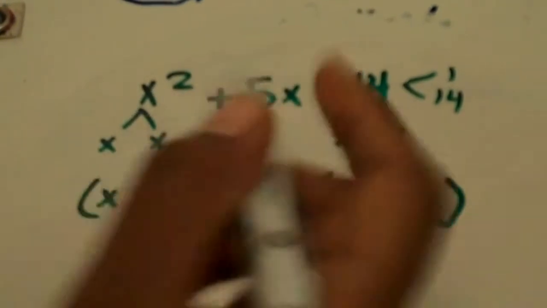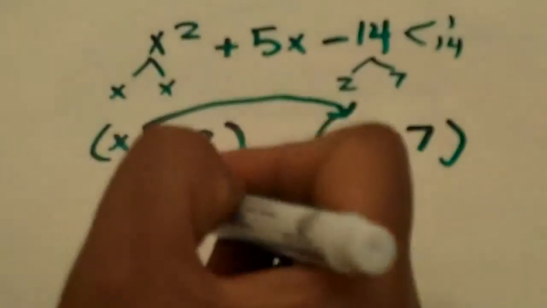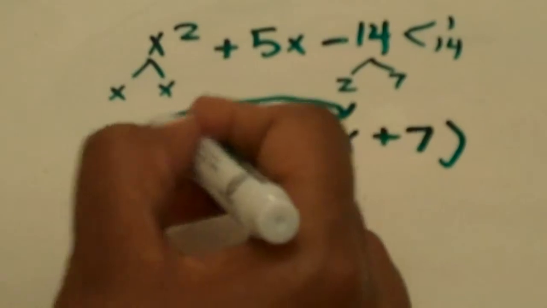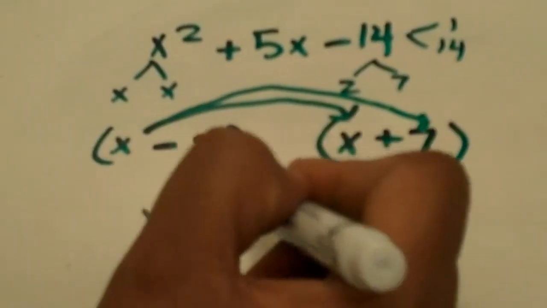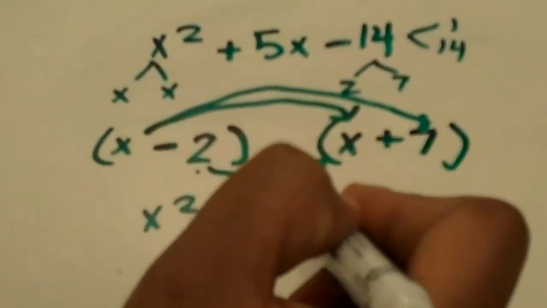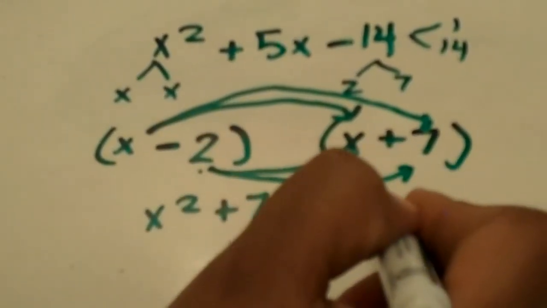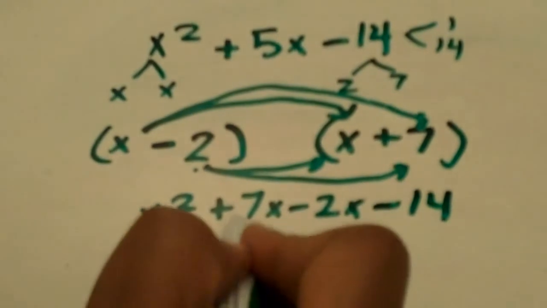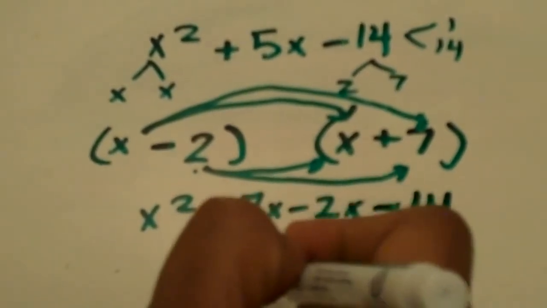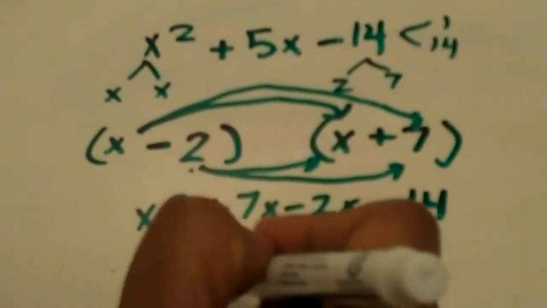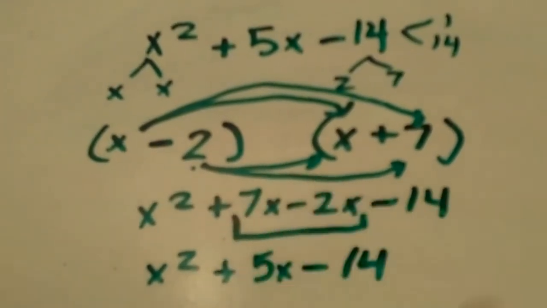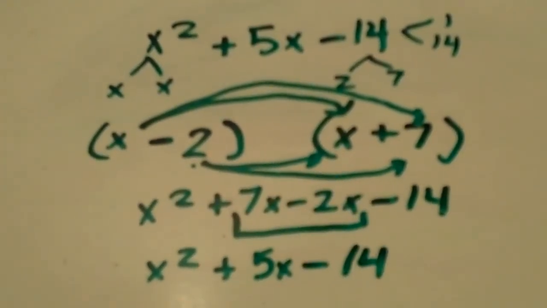So that means 7 has to be positive and 2 is negative. If we multiply it back, we get x times x, which is x squared, x times 7, which is plus 7x, negative 2 times x, which is minus 2x, and negative 2 times 7, which is minus 14. 7x minus 2x is equal to 5x, and our other terms surround it. Voila!